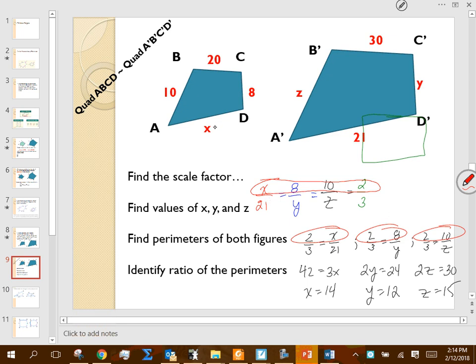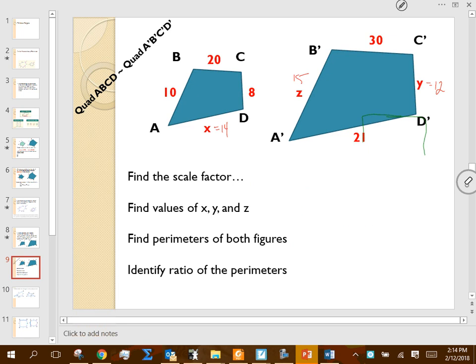All right, so I'm going to plug these values in up here, 14, just so we can answer the next question. 14, this is 12, z is 15. I'm going to erase this stuff. So let's find the perimeters of both figures. What would be the perimeter of the figure on the left? What's 10 plus 14? 24 plus 8 would be 32. Plus 20 would be 42. No, 52. Okay, so figure on the left is 52. Let's find this one. Okay, 30 plus 21 is 51. 15 plus 12 is 27. What's 51 plus 27? 78.